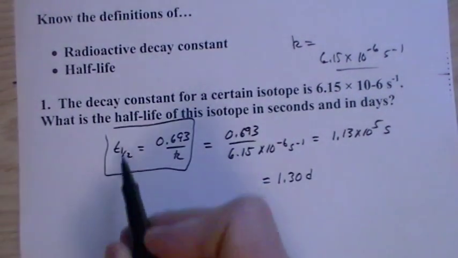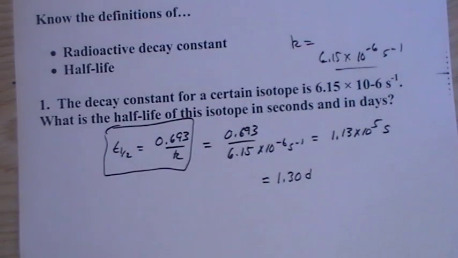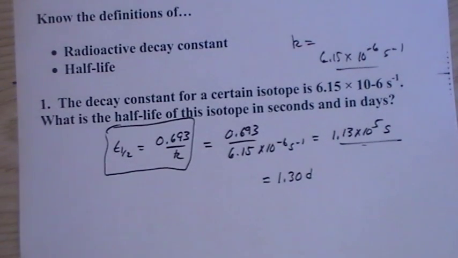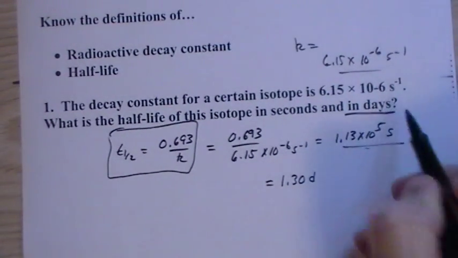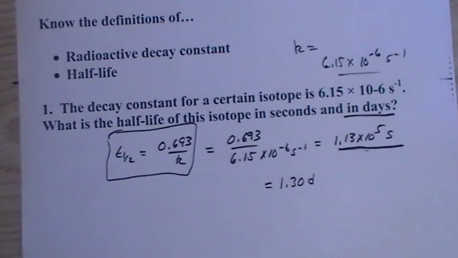The half-life for a first-order reaction is equal to 0.693 over K. So if you know K, you know the half-life. If you know the half-life, you know K. Now, I've asked for it in days, because when you have a half-life that's 1.13 times 10 to the 5 seconds, that doesn't give you as much information. The half-life tells us, as you might recall from the first chapter that we did this semester, how long before half of the nuclei are gone.